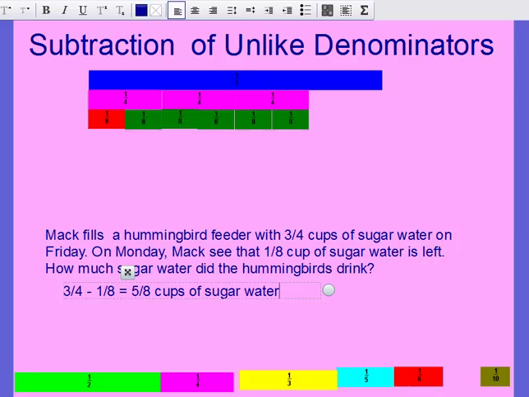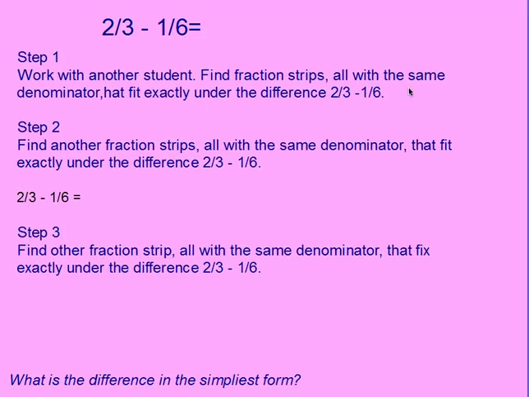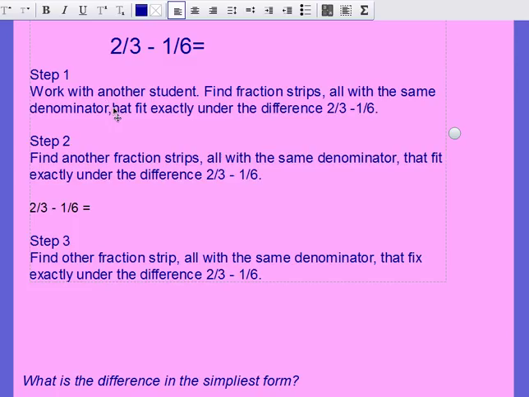All right, let's move on and let's do these steps. Work with another student, and we're doing 2/3 minus 1/6. Find fraction strips, all with the same denominator, that fit exactly under the difference of 2/3 minus 1/6. Now, when you're experimenting with this, think of what would be a common multiple of 3 and 6 for trying to pull up fraction strips.